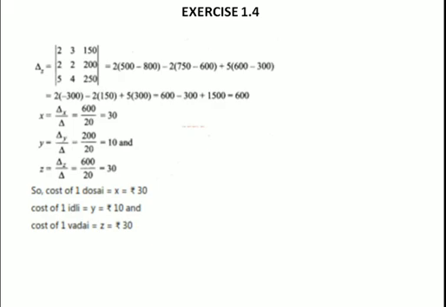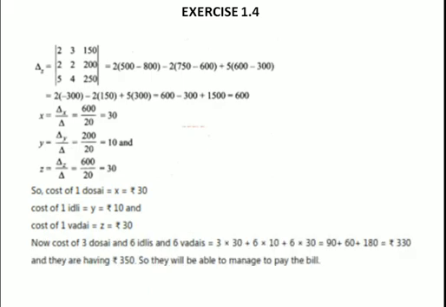Then the cost of 1 dosa is x equals rupees 30. Cost of 1 idli is y equals rupees 10, and cost of 1 vada is z equals rupees 30. Now the cost of 3 dosai, 6 idlis and 6 vadais is rupees 330 and they have to pay 350, so they will be able to manage to pay the bill.